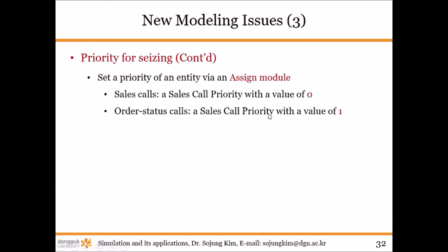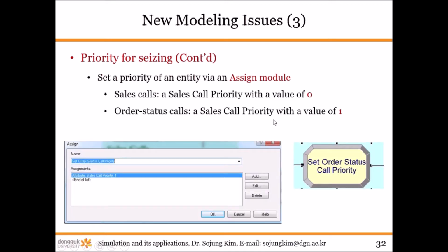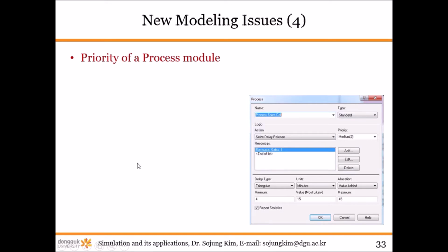So you need to set the priority of an entity via an assign module. For the sales calls, you can set a sales call priority with a value of 0, and for the order status calls, a sales call priority with a value of 1. Okay, so you need to have a set order status call priority assign module to set the attribute value. Don't worry too much about it. I will provide additional tutorials so then you can develop the simulation model with that tutorial.